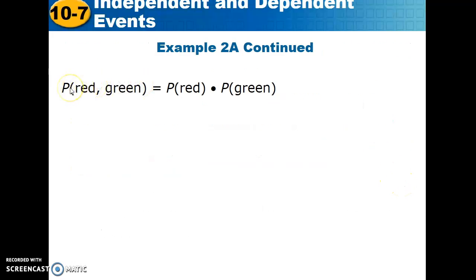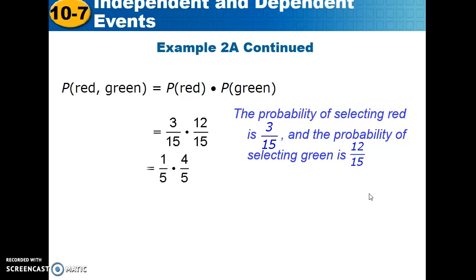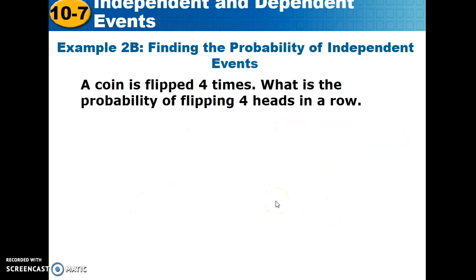So we're going to use our new formula. The probability of A and B, in this case red and then green, is the probability that we choose red multiplied by the probability that we choose green. And remember, we had 3 red marbles and 12 green marbles, so we take those two probabilities and multiply. 3 times 12, but we're going to simplify first. 3 15ths is 1/5, 12 15ths is 4/5, and we're going to get 4 25ths. That's the probability of picking red and then green.